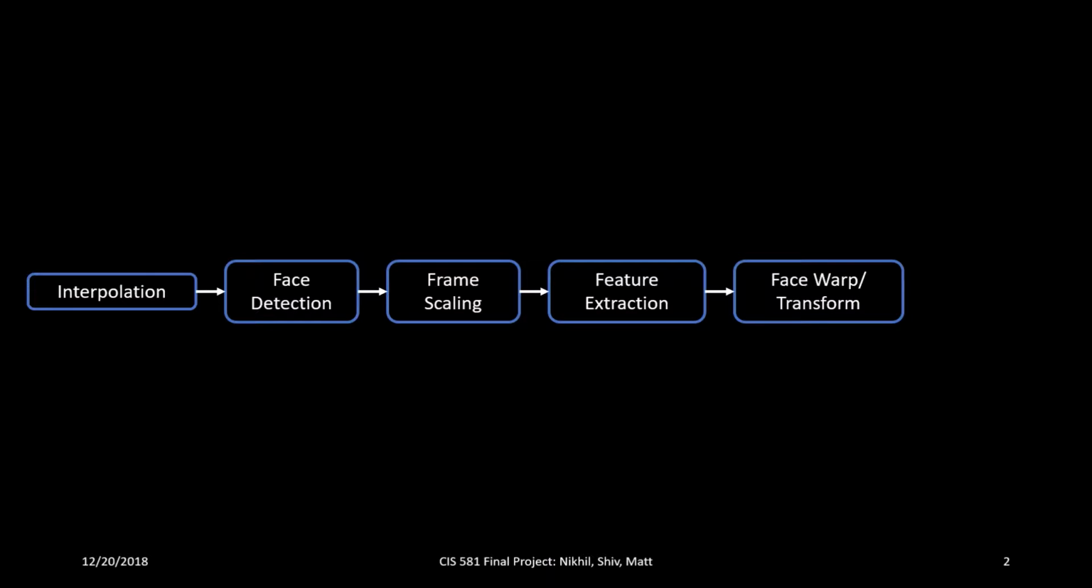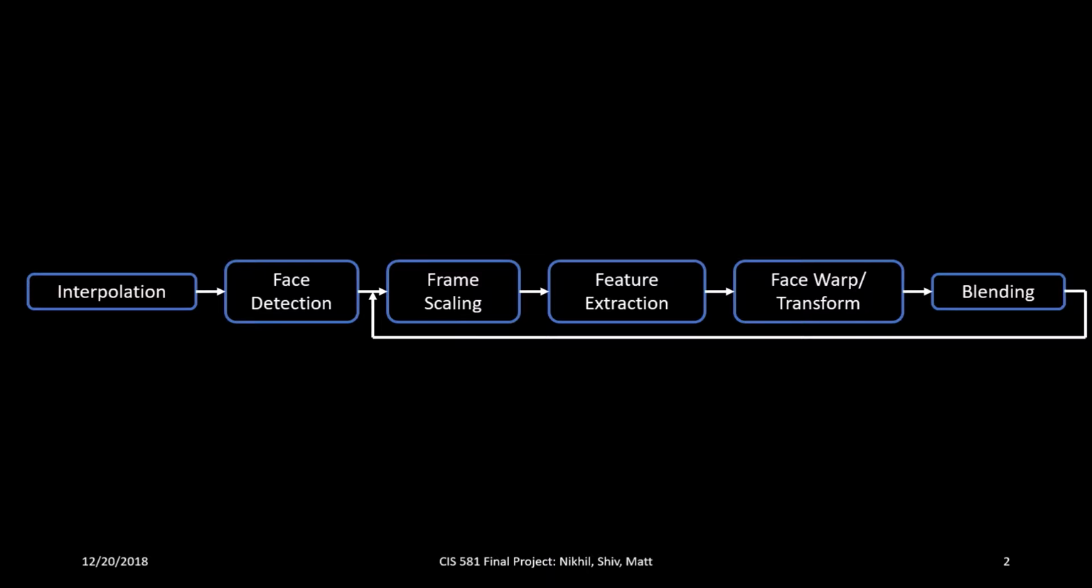We then warp the source to the target. The source, to clarify, being the frame that has the face that we're going to warp onto the target frame. So the source has the replacement face on it. And then finally, the face from the source will be blended onto the frame from the target, and that frame will be written to the output video. And then we start back up at the beginning of the loop with the scaling of the frames. So let's go through each one of these steps in more detail, starting with interpolation.